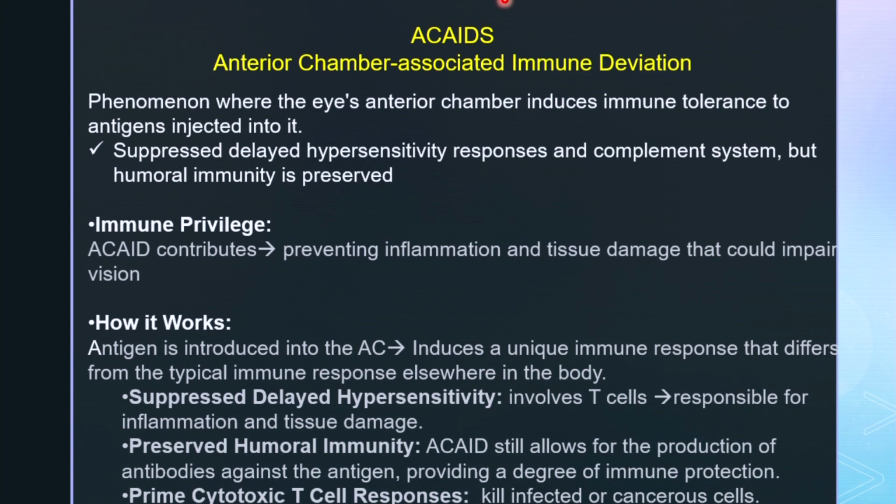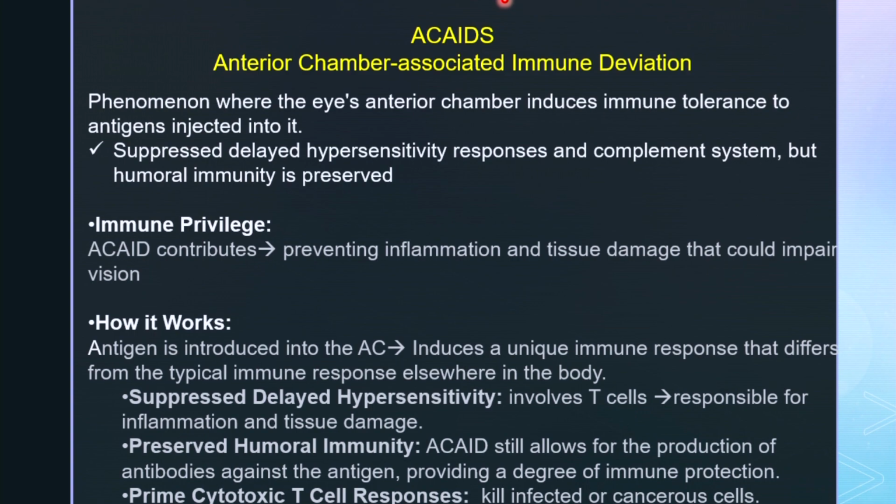How it occurs is basically an antigen enters the anterior chamber and it induces unique immune responses, as we've discussed, which is different from the typical immune response seen elsewhere. The suppressed delayed hypersensitivity involves the T cells, which is otherwise responsible for the inflammation and tissue damage. The humoral immunity is preserved, so the ACAID still allows the production of antibodies against any antigen, providing some degree of immune protection to the eye, and also primes the cytotoxic T cells.